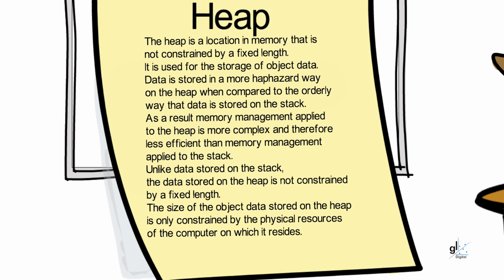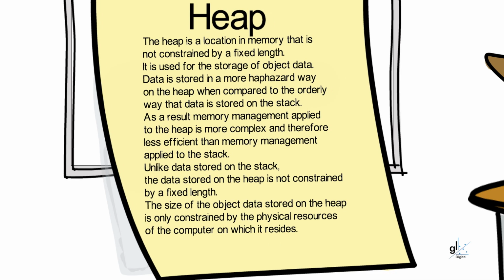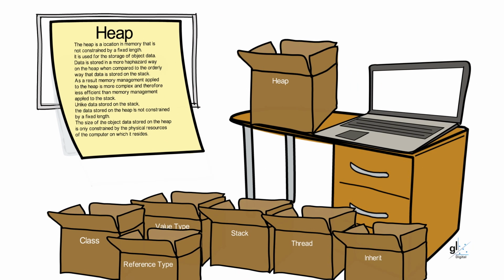The heap. The heap is a location in memory that is not constrained by a fixed length. It is used for the storage of object data. Data is stored in a more haphazard way on the heap when compared to the orderly way that data is stored on the stack. As a result, memory management applied to the heap is more complex and therefore less efficient than memory management applied to the stack. Unlike data stored on the stack, the data stored in the heap is not constrained by a fixed length. The size of the object data stored on the heap is only constrained by the physical resources of the computer on which it resides.